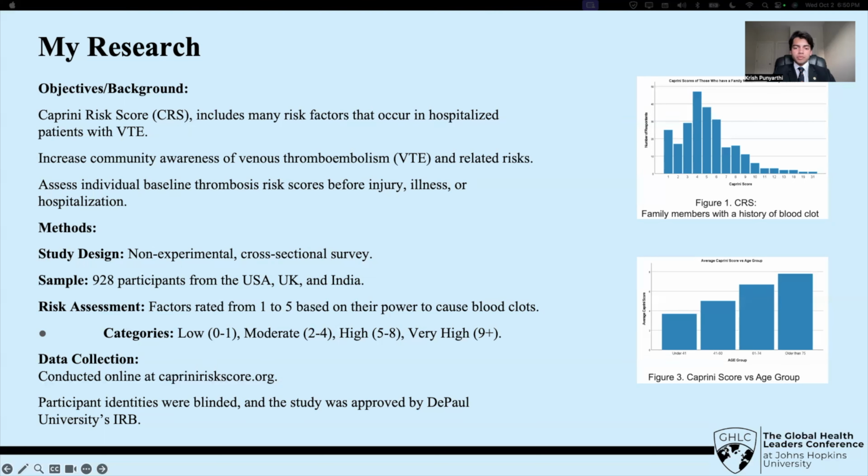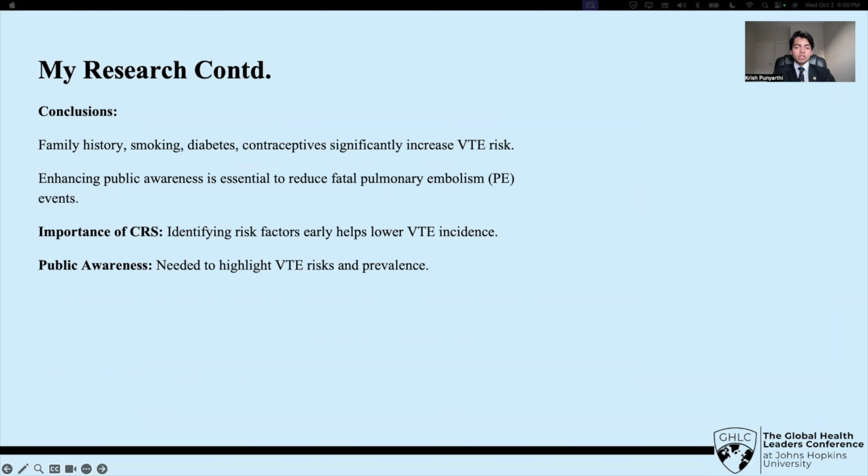From our study, we were able to conclude that family history, age, smoking, diabetes, and contraceptives significantly increase VTE risk, and enhancing public awareness is essential to reducing fatal PE events. The importance of the study was to identify risk factors early to help lower VTE incidence rates and highlight the need to bring this Caprini risk score assessment to your primary care physician in order to further lower mortality rates.